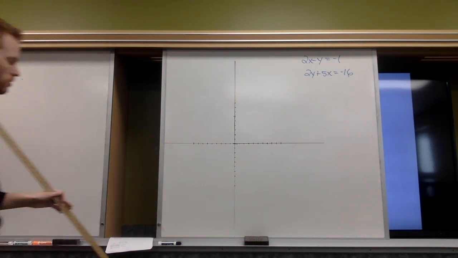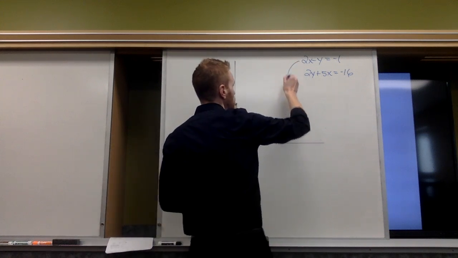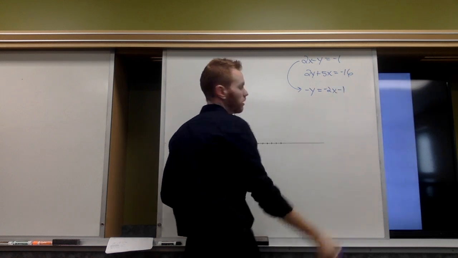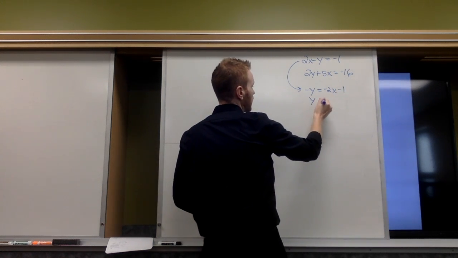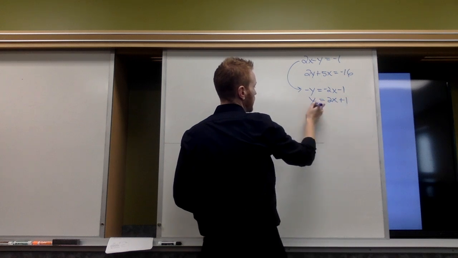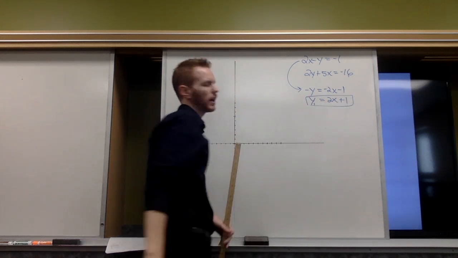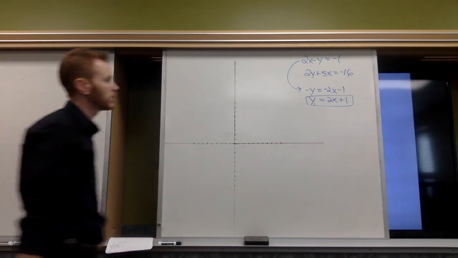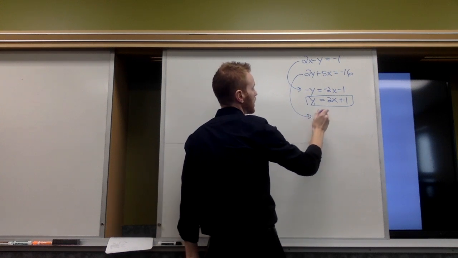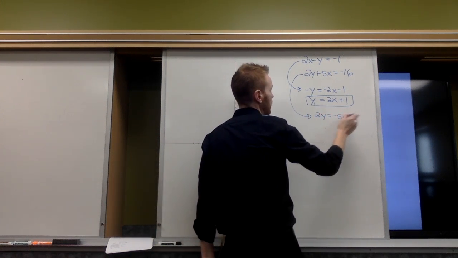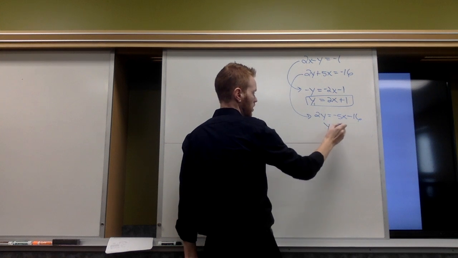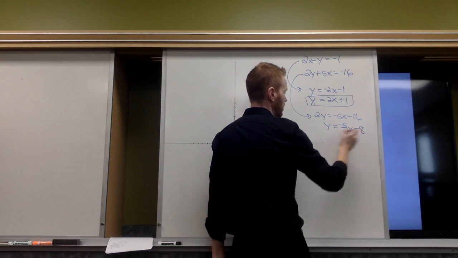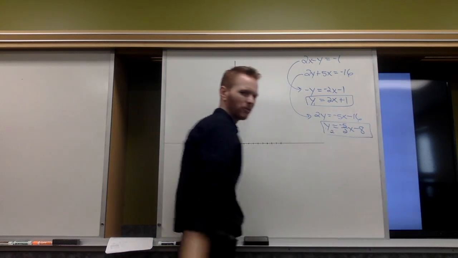All right. So what I'm going to do first is solve each one for y. So this one will get -y equals -2x minus 1. If I bring that over, divide everything by -1, I get y equals 2x plus 1. I'll put a little 1 there, so I know that's my first equation. Now I'm going to do the same thing over here. I'm going to bring this down and get 2y equals -5x minus 16. I'm going to divide both sides by 2. y equals -5 over 2 x minus 8. I'll put a little 2 there. Okay.